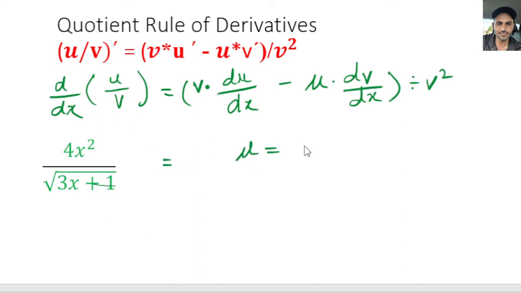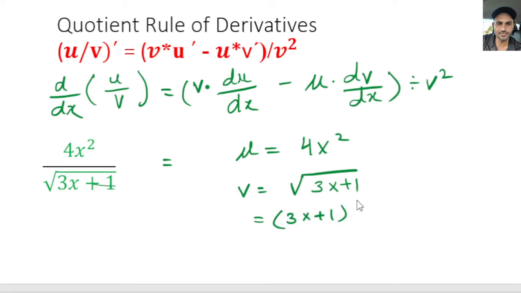Okay, so if we look at this expression right here, we have our u term, which is the numerator, equal to 4x squared, and the v term is square root of 3x plus 1. And I'm going to write the square root of 3x plus 1 in its exponent form instead of a root form. So this will look like 3x plus 1 to the 1/2, okay? Because we are going to take the derivative, so it's better to use the exponent form than the root sign when we actually start taking the derivatives. So now let's go ahead and do that.